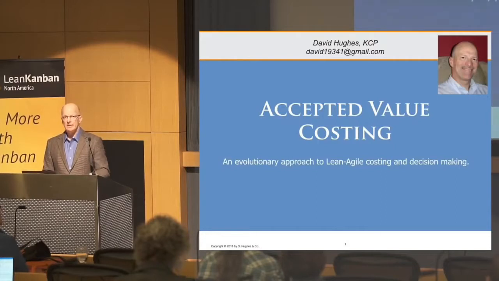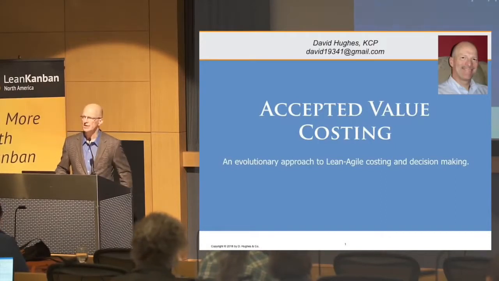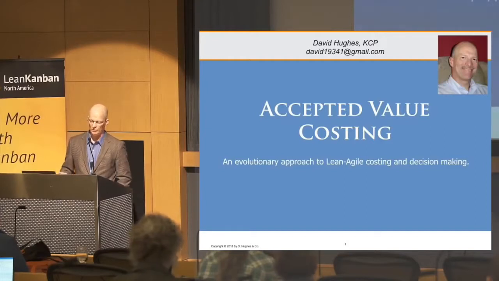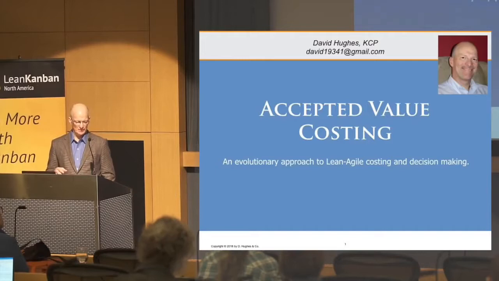I coined the term accepted value costing about 2 years ago to represent a lean, agile extension of activity-based costing, otherwise known as ABC. It's a field-tested enabler for decision-making using the fixed time, fixed cost paradigm.